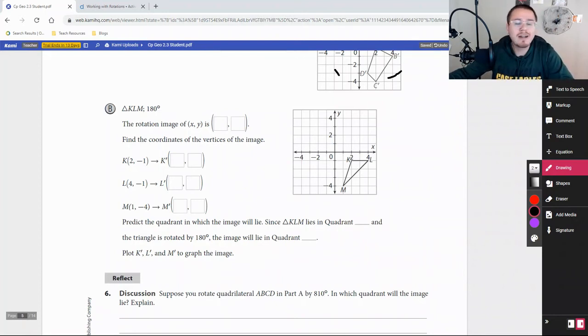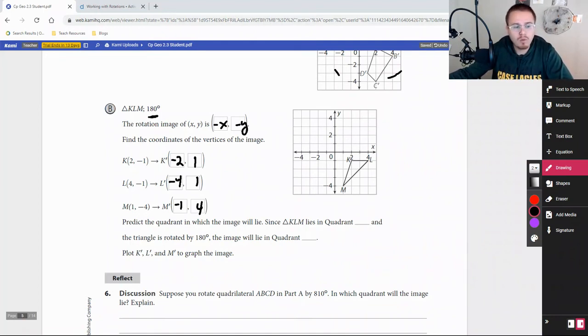So a 180-degree rotation tells you to flip the coordinates, right? Opposites. Negative x, negative y. So positive 2 is now a negative 2, and a negative 1 is now a positive 1. So I'll do that for all of them. Beautiful. And predict the quadrant in which the image will lie.